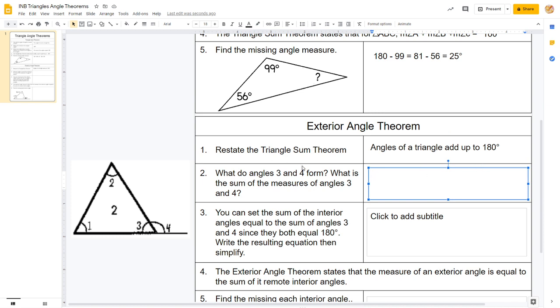What do angles 3 and 4 form? What is the sum of the measurements of angles 3 and 4? Well, like I said earlier, they form a supplementary angle, or you can say a straight line, because as you see, it's just a straight line, and straight lines equal 180.